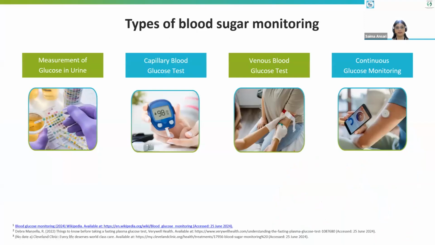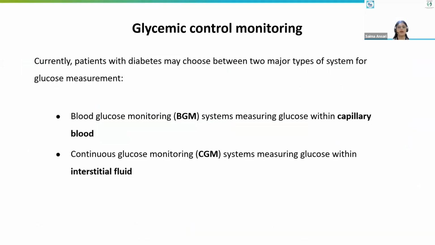There are different types of blood glucose monitoring, including the capillary blood glucose test, which is generally done through the glucometer; the venous blood test, which generally happens in the lab; and CGM, which monitors glucose levels through the interstitial fluid. Measurement of glucose in urine is not very common. The most common is the capillary blood glucose test, which a person can do by themselves at the convenience of their home. The blood glucose monitoring system measures glucose within the capillary blood.